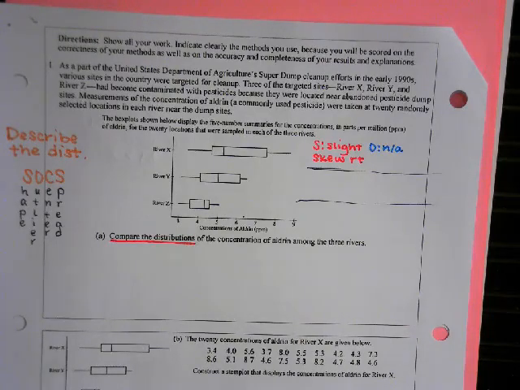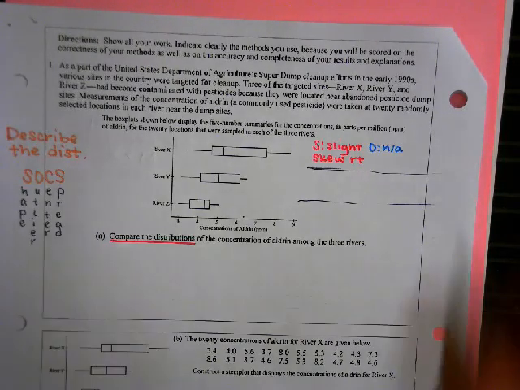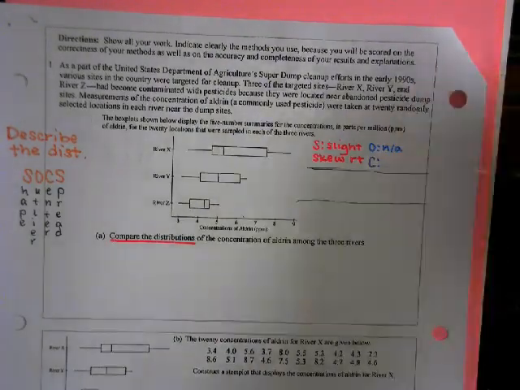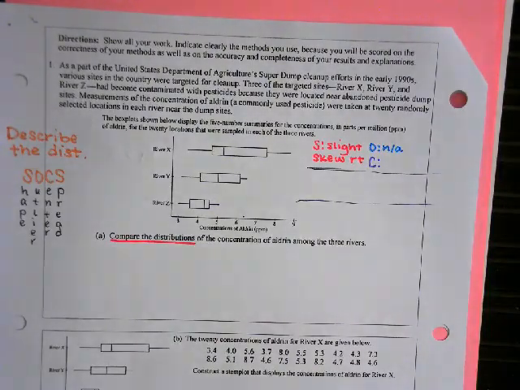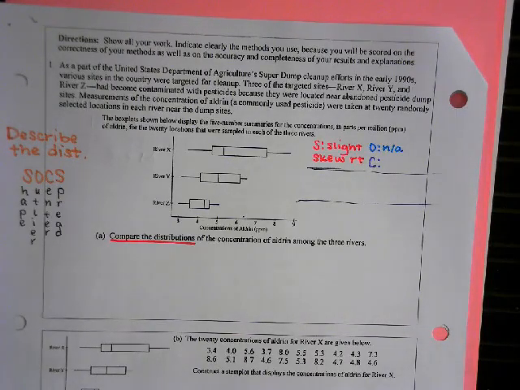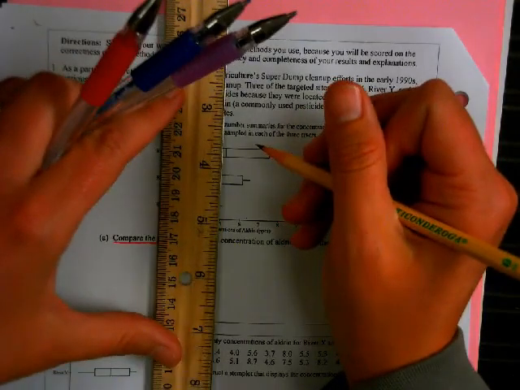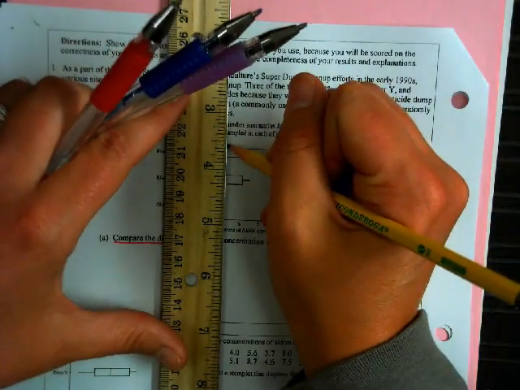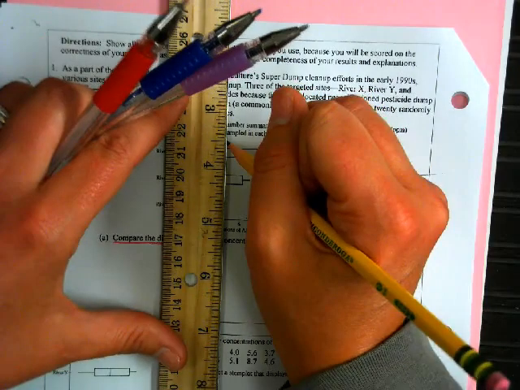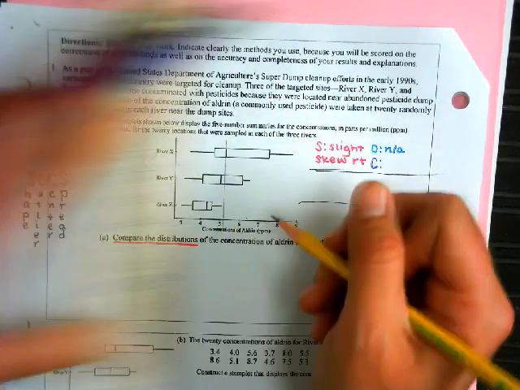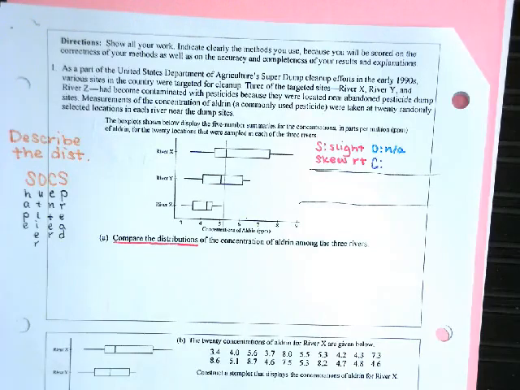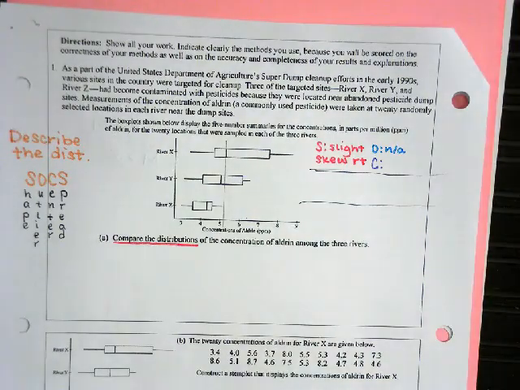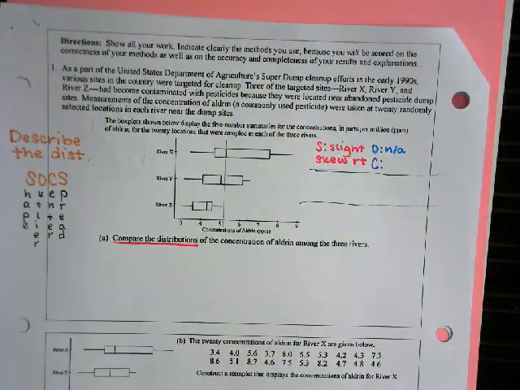All right, what about the center? What's the center of river X? Really? Nobody's going to tell me the median? The median shows up in a box plot. I know I'm cheating because I got a ruler, but if I were to drop that line down, it's about what? 5 point what would you say? 5.1, 5.2?